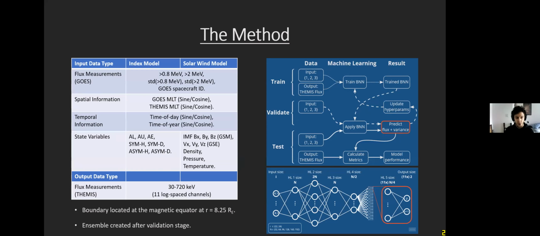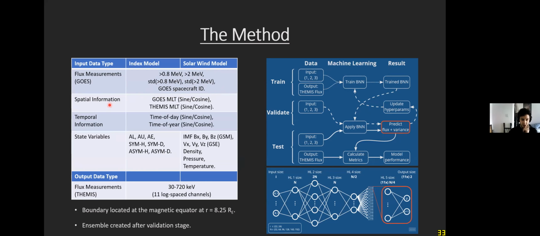So for inputs, I take the GOES data that I mentioned, and this is 2 measurements of integral flux, as well as some standard deviations and some spacecraft ID. That kind of coincides with what Jacob was saying about intercalibration. I found that including the spacecraft ID did help with prediction, which suggests there might be some intercalibration issues between the older and newer ones.